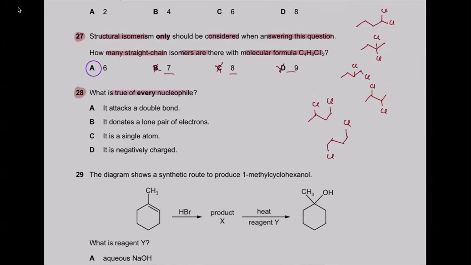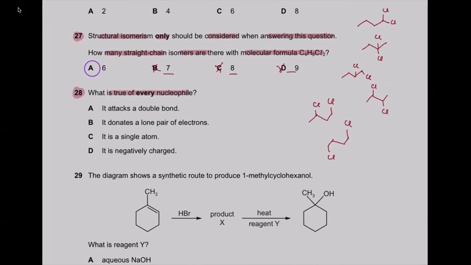Nucleophile is the one which is electron deficient. So it attacks a double bond, not at all. It doesn't attack a double bond. It donates a lone, no, nucleophile. Okay, it's an electron lover. So it means it has a lone pair of electrons. So yeah, it donates. It is a single atom? No, it's not necessary. It can be a molecule. It is negatively charged? Not necessary. For example, water and ammonia are not negatively charged. So the B option is correct.